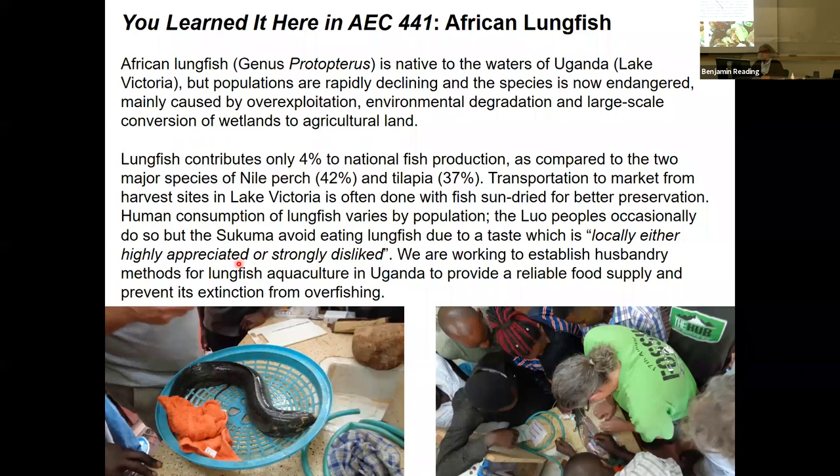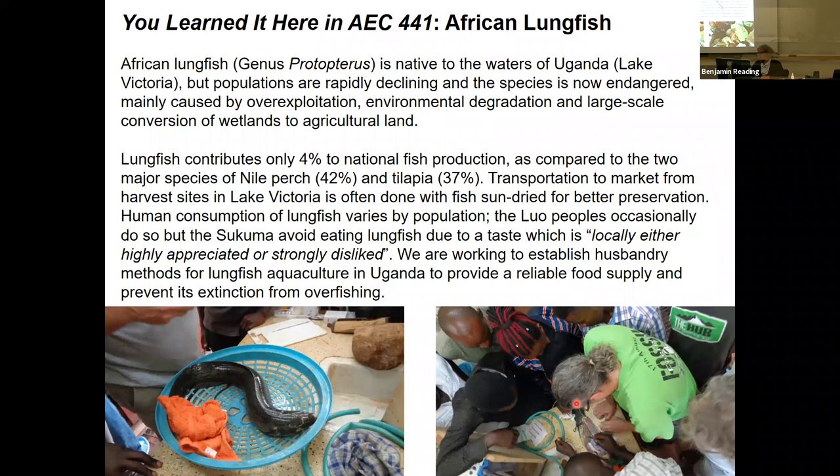We worked on these things. I never ate them because apparently it's kind of a custom there that you do not go to restaurants to eat the lungfish. You have to prepare them in your house yourself. You can buy them at the seafood market, but you have to cook them in your own house. The restaurants do not sell them. So we are working to establish husbandry methods for lungfish aquaculture in Uganda to help provide a reliable food supply and also prevent it from becoming extinct.